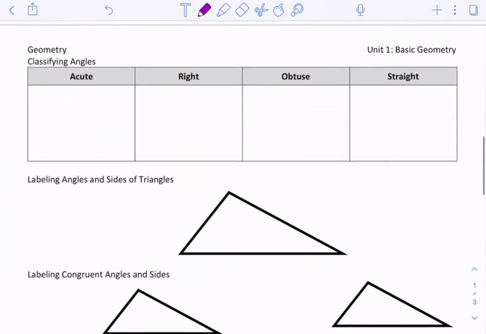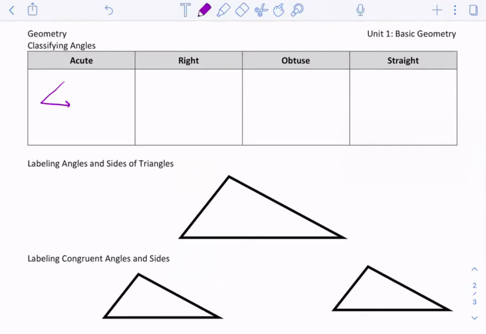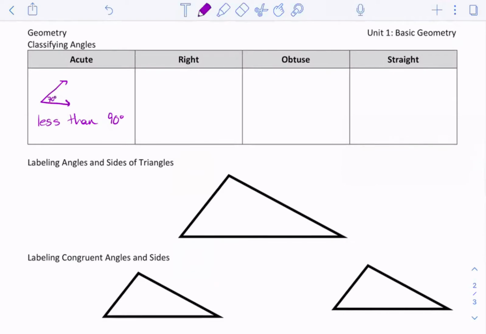And now the more important part of this is just knowing these vocabulary words. Acute. Sometimes these vocab words come up and you really need to know what they mean. Acute means an angle that is less than 90 degrees. Some of you might remember that. So something like 70 degrees is an acute angle. Less than 90 and greater than 0, because obviously if it's 0, it's not an angle. It would be a ray.